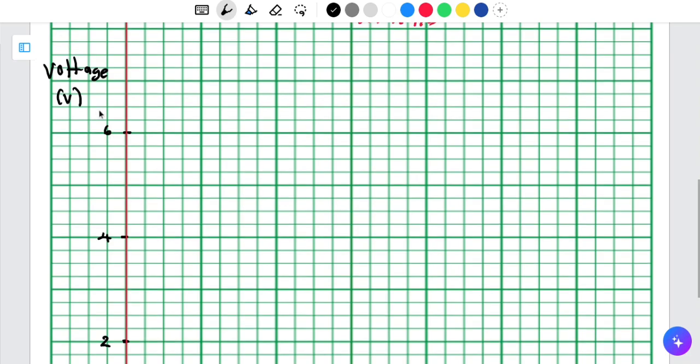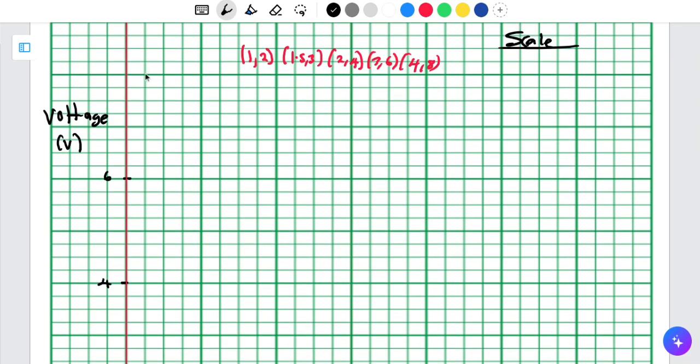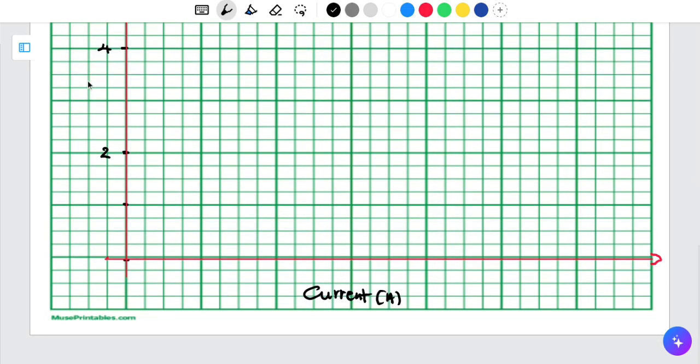Then lastly, 8 volts is going to be somewhere here. But remember, meaning to say that 2 centimeters is representing 1 volt. So if this is 1, this is going to be 2, this is going to be 3, and again this is going to be 4, and so on.